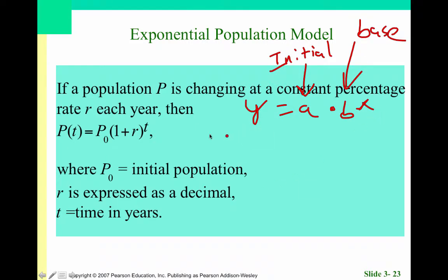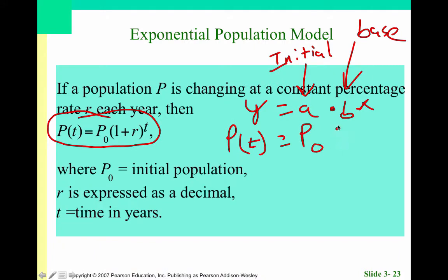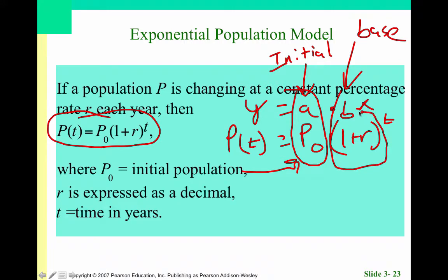Repeated multiplication. So if you compare that to this, P of t equals P naught, not peanut, times 1 plus r to the t. You'll notice this is the initial population right here. The base is going to be 1 plus r, where r is going to be our rate of change. So that's where it comes back to 8% would be 1.08. The x and the t are very similar. So it's really exactly the same equation as y equals a times b to the x.